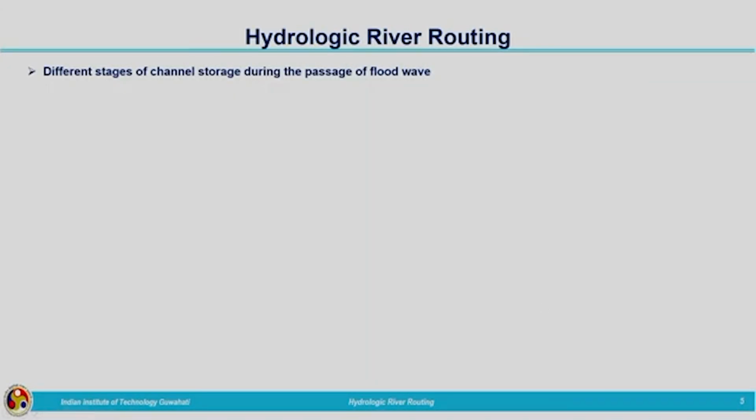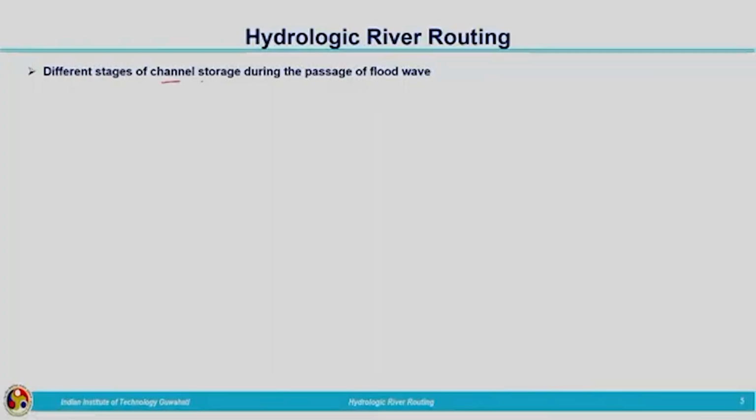So, now we will look into the storage function. We have seen the detailed description about the movement of flood wave from the upstream to downstream. Now, let us discuss about the storage function related to this prism storage and the wedge storage. Different stages of channel storages we have seen. Now, how can these storages be represented?